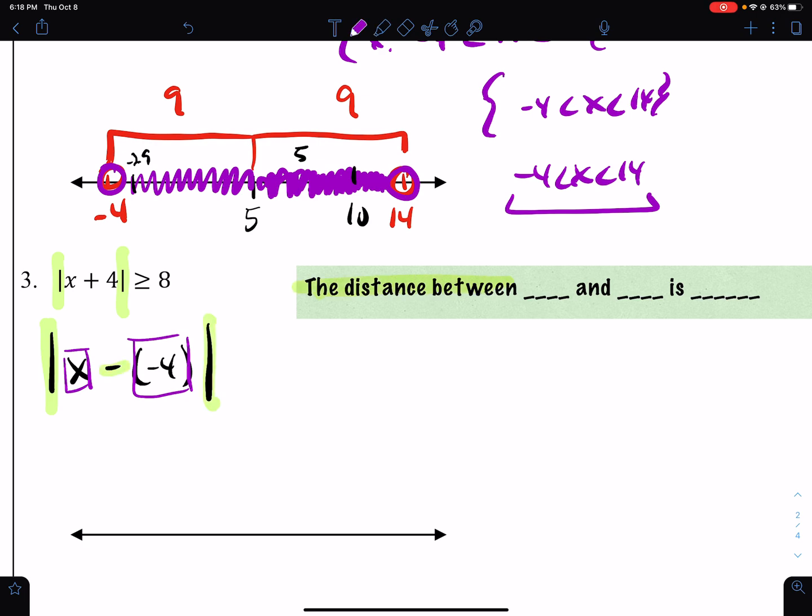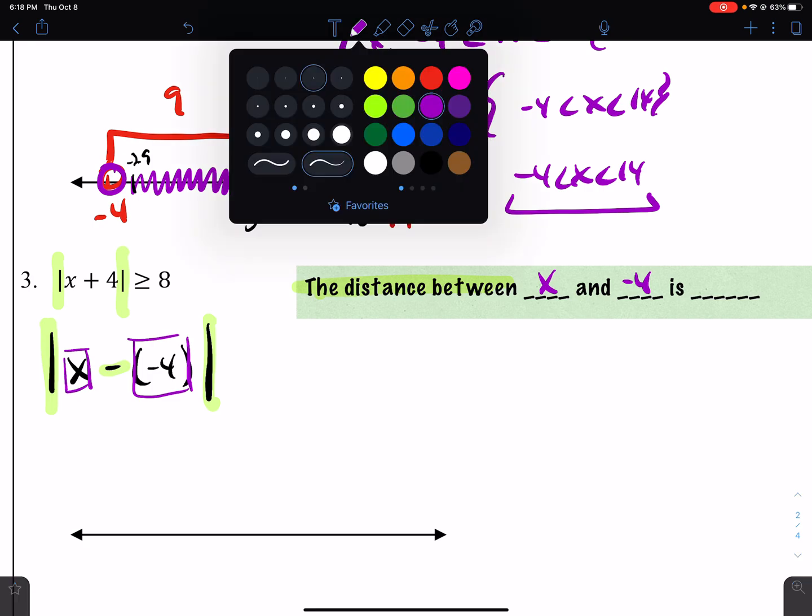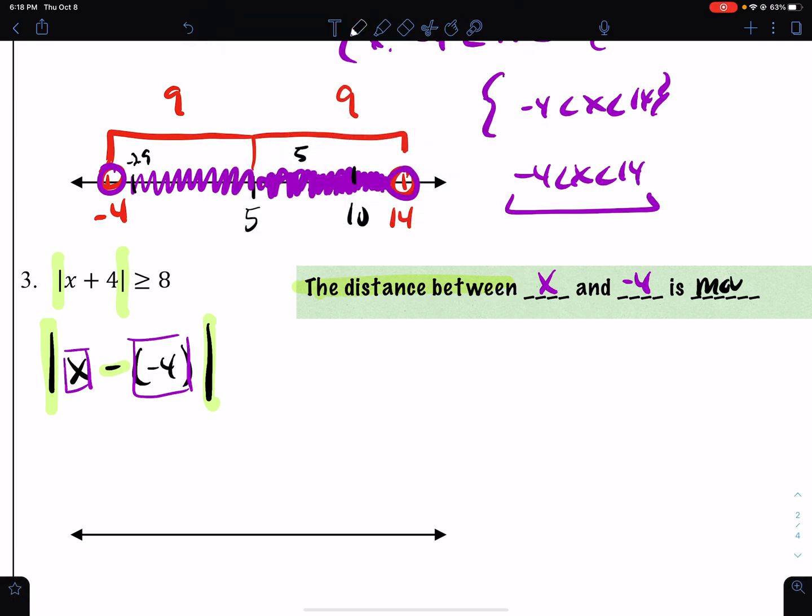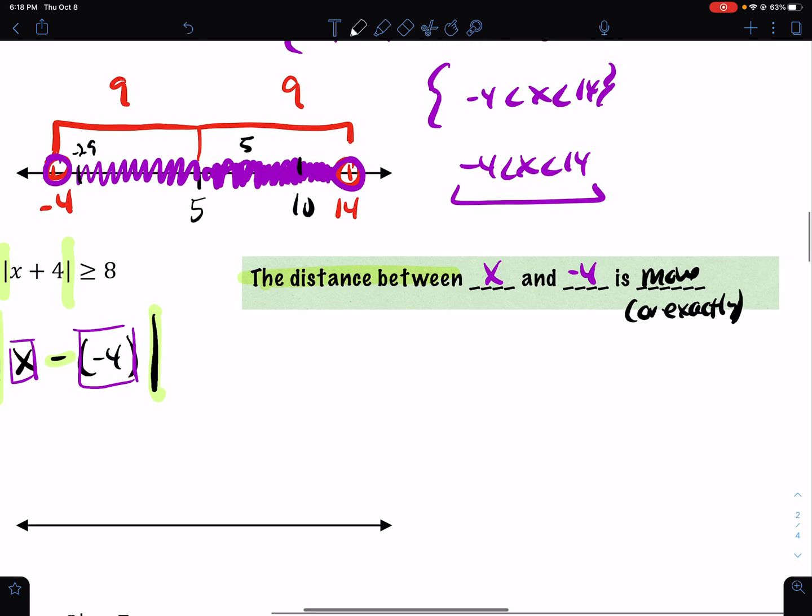So the two things, one on the left and one on the right of the minus, one of them is clearly x and the other one is -4. Now that distance that we're looking for is more than or exactly 8 units.